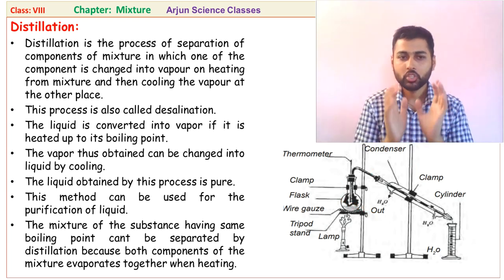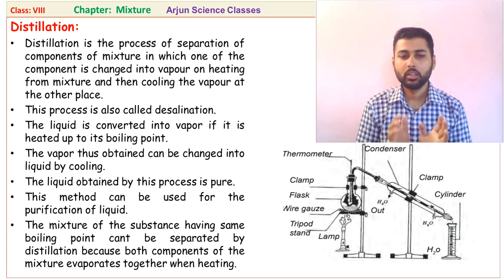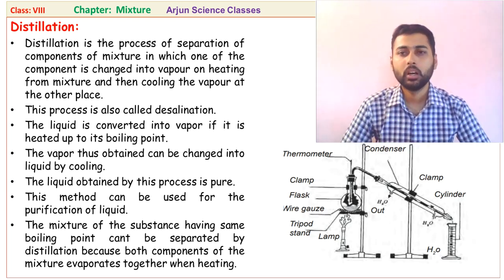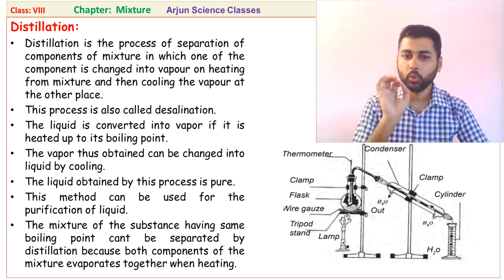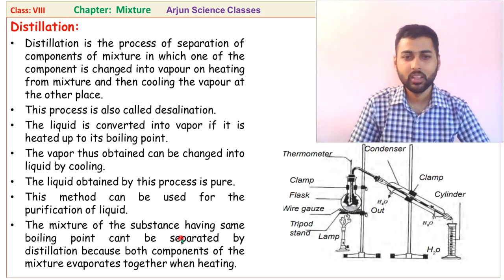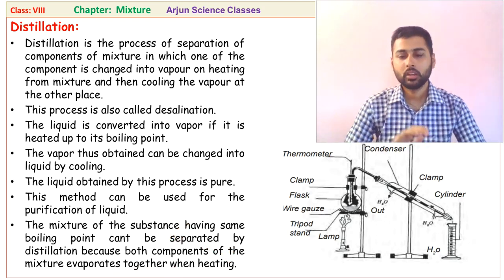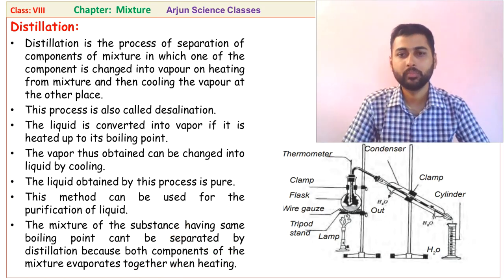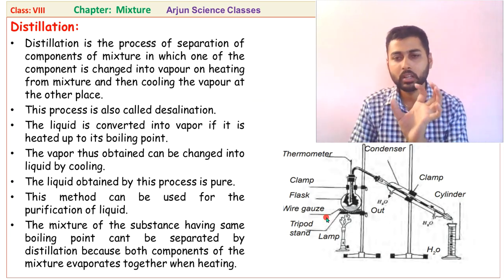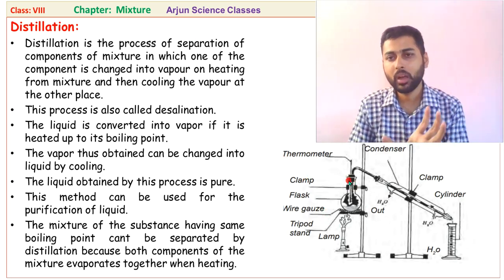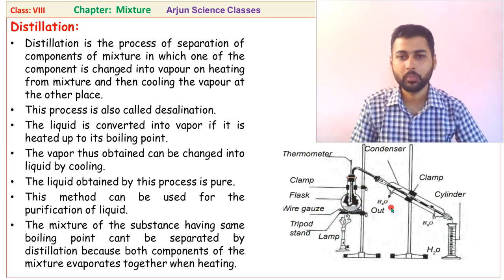Understand? A mixture of substances having the same boiling point cannot be separated by distillation, because both components of the mixture evaporate together when heating. Evaporates means converts into vapor on heating. In the distillation process, generally two phenomena occur: evaporation and condensation. Formation of the vapor and cooling down of the vapor.